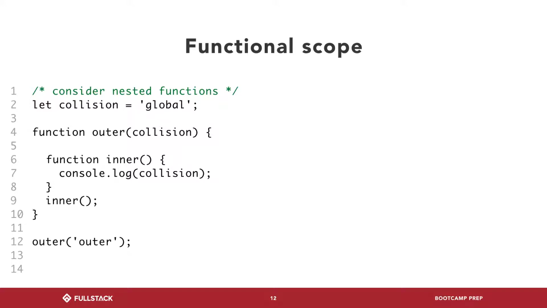And in this case, same example as before, except we don't create our own version of the collision variable. So we don't have it inside the inner function. Let's just look in our parent function. Oh, we have it there. Great, let's print that out. And so it'll print out outer.